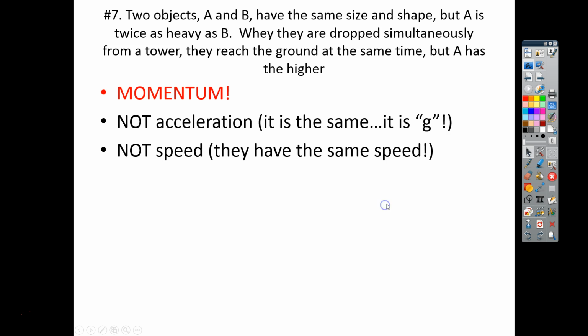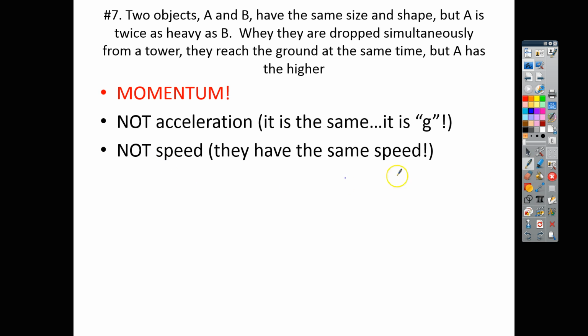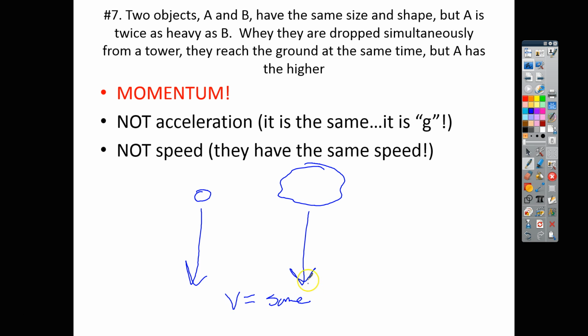For number 7, 2 objects A and B have the same size and shape, but A is twice as heavy as B. When they're dropped simultaneously from the tower, they reach the ground at the same time. But A has a higher momentum. It does not have a different acceleration, and they both hit the same speed. So remember, it doesn't matter. So if I have a small object and a large object, and they both fall in a vacuum, they would hit the ground with the exact same speed. So the speed here would be the same.